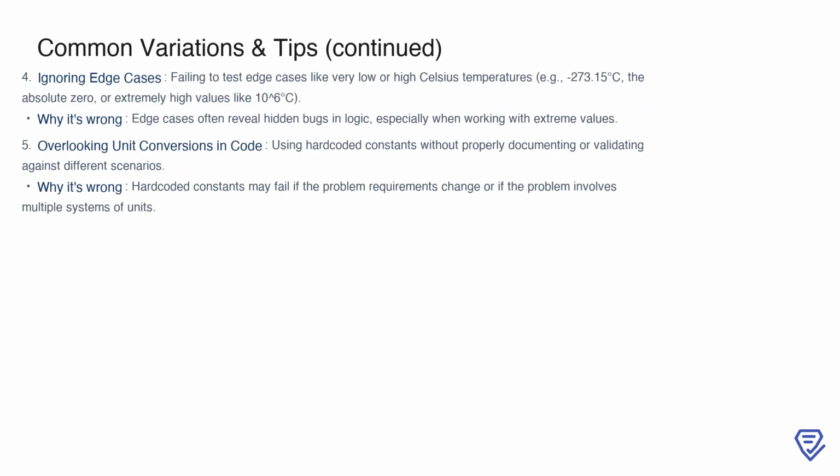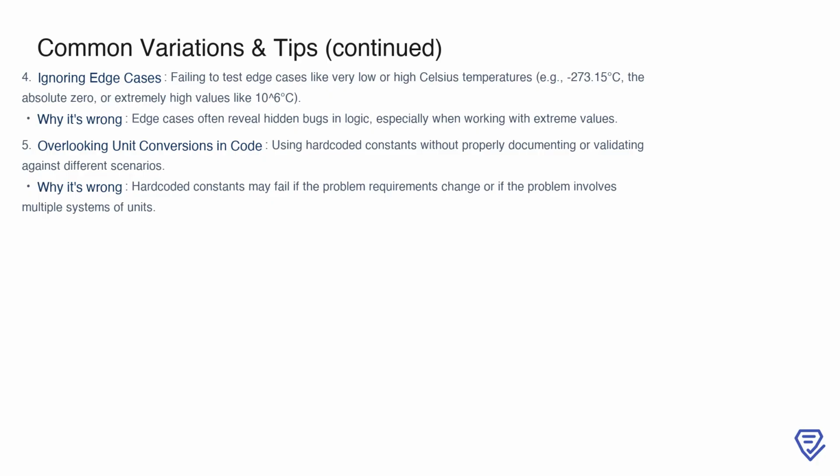Now, let's explore some other areas where errors can creep in. Ignoring edge cases is a big one. For example, failing to test extremely low values like -273.15 degrees Celsius, which represents absolute zero, or very high values like 10⁶ degrees C, can expose hidden bugs in your implementation. These edge cases challenge the robustness of your solution and are especially important in situations involving extreme input ranges.